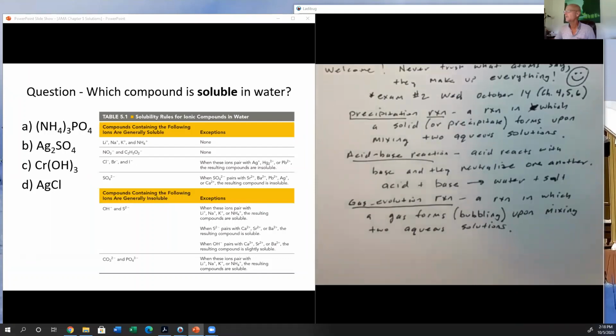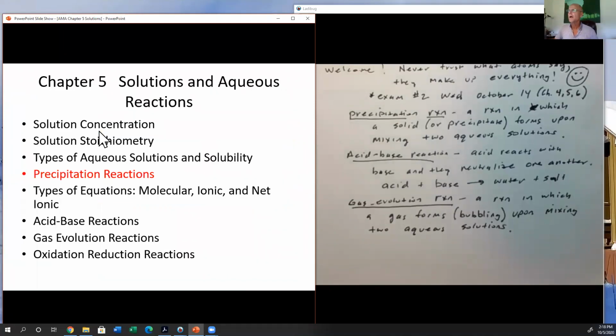And on this one, we had, wow, great amount of people getting it right. The right answer is A, ammonium phosphate. If you look at phosphates, it's down here. Those are generally insoluble, but when it pairs with ammonium, it's soluble. All right, so great job. Nice work. Okay. Let's move on.